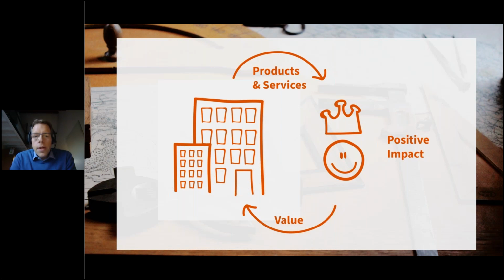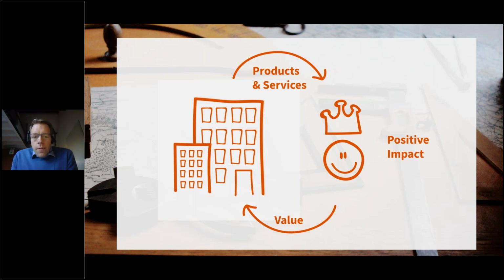So the company delivers products and services to their users, which has a positive impact, and that returns value. And when you look at companies like Netflix, this circle is the same for the last 20 years. They are still delivering the same positive customer impact, which is watching movies, but the way they do that is totally different.